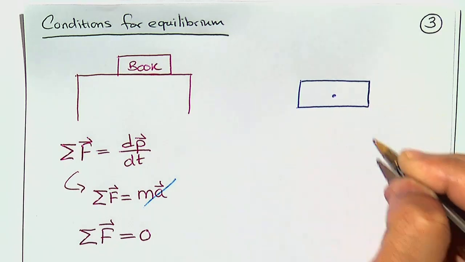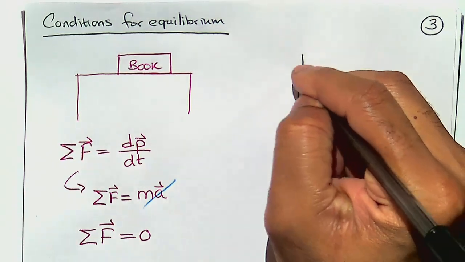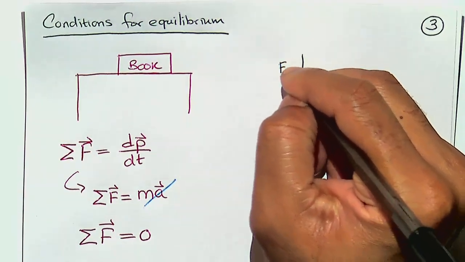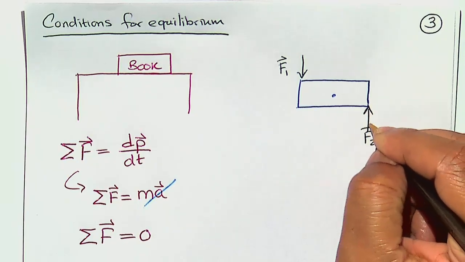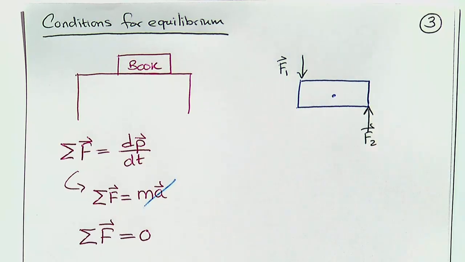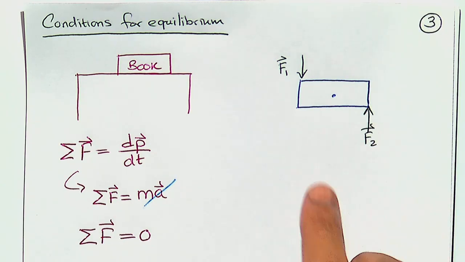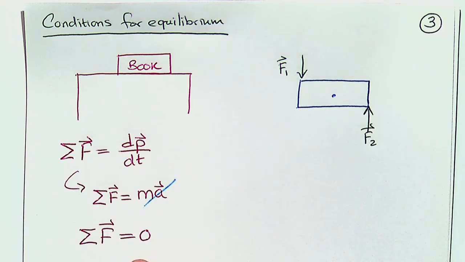Because if you look at the center of the book, and I have the case where there's one force like this, F1, and another force like this at the edge, F2, according to the original Newton's second law, F equals ma, for the constant mass case, this force and this force, if they're equal in magnitude, should cancel each other and would result in the book not accelerating, right? That's what we said, right?